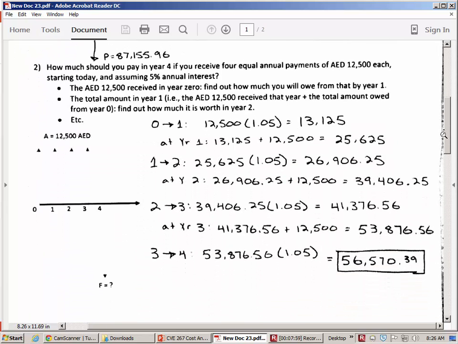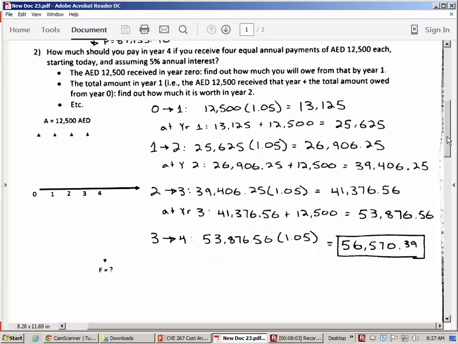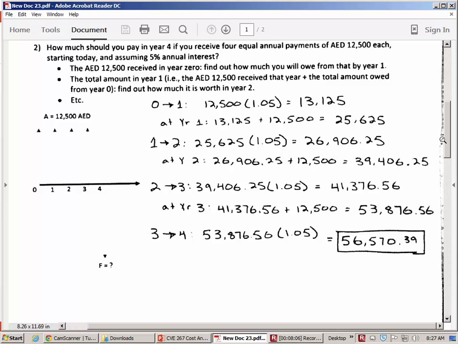That one was relatively straightforward, but I saw a lot of different ways to solve number 2, and that's good. It's not like there's ever only one idea for how to solve these. There's different ways to think of it. And if you get the final answer of 56,570, that's good.